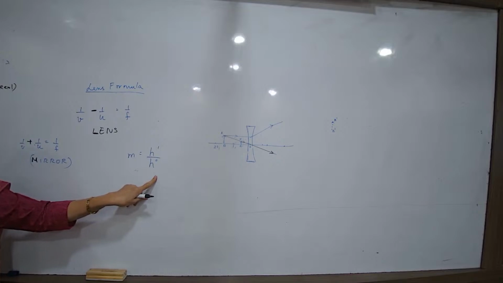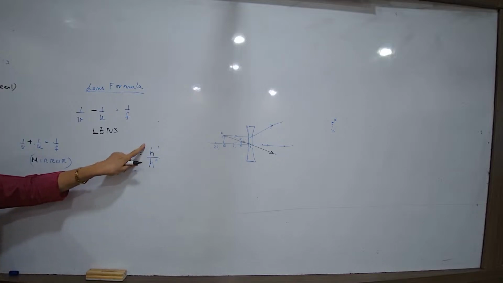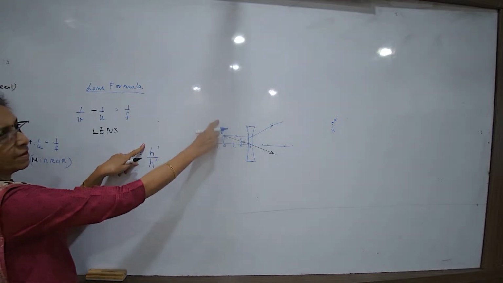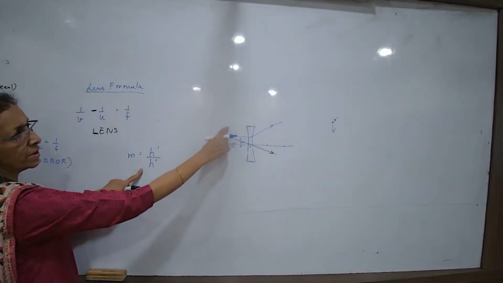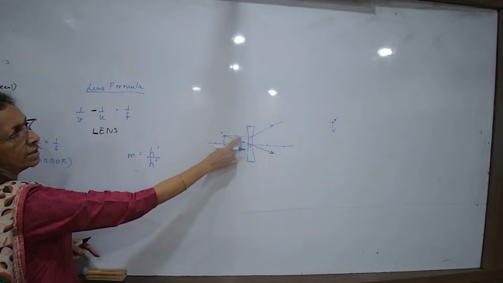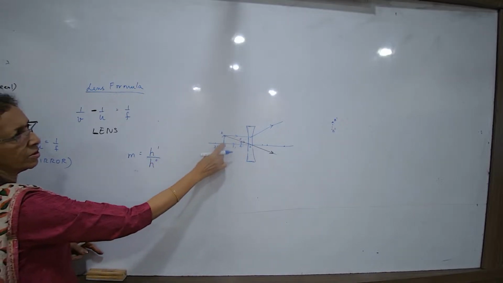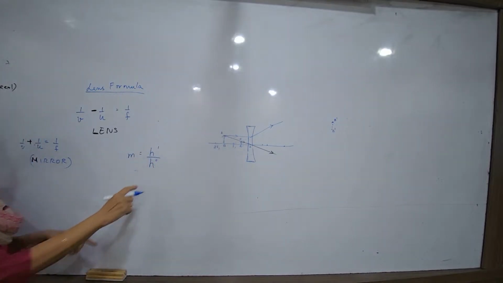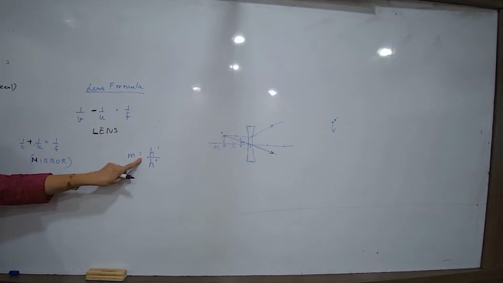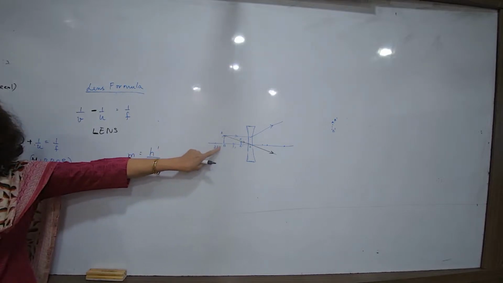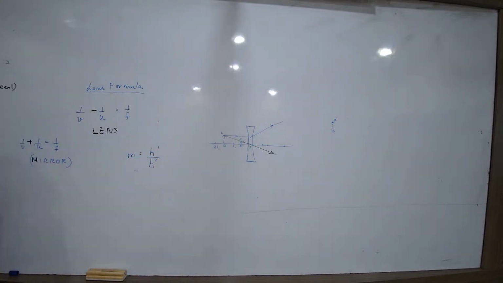But tell me about the signs. Is it going to be positive or negative? This will be positive. This is also positive. This is image, positive. This is object, also positive. So if your magnification is positive, then it means it's a virtual image.